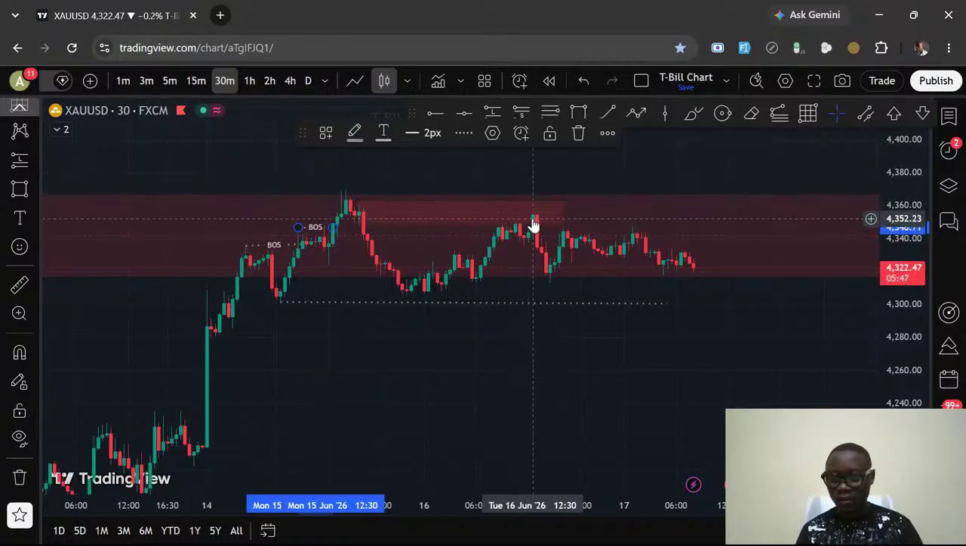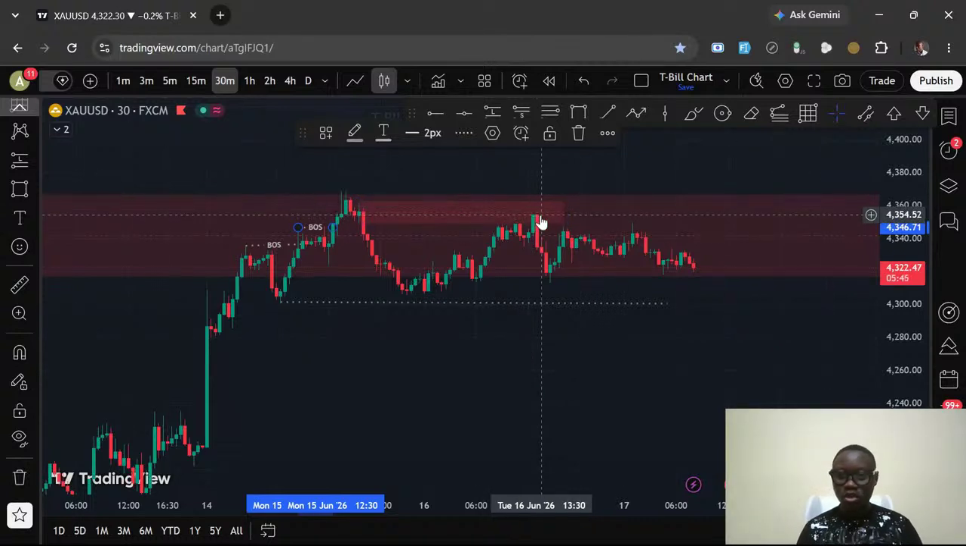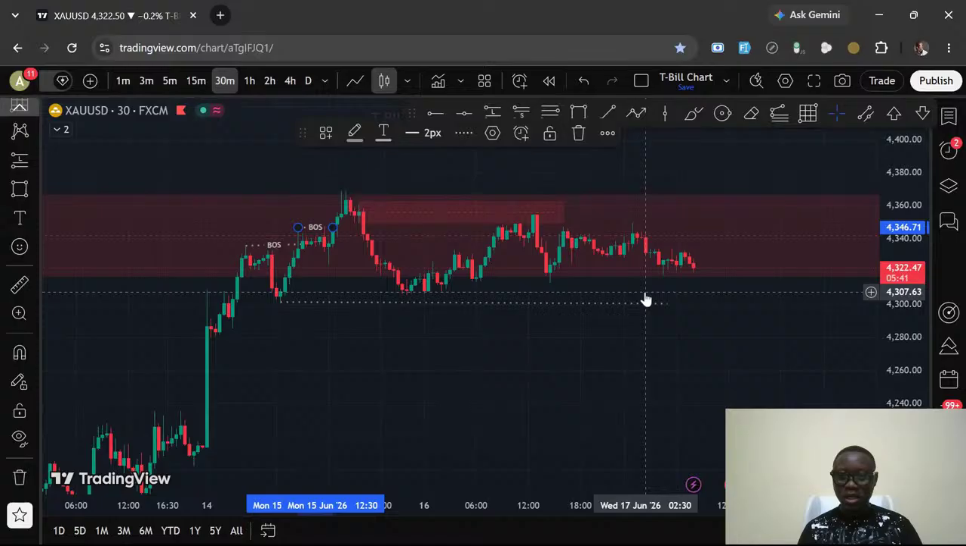And as you can see, price has actually tapped into this order block, and of course, we expect it to come and take out this low.